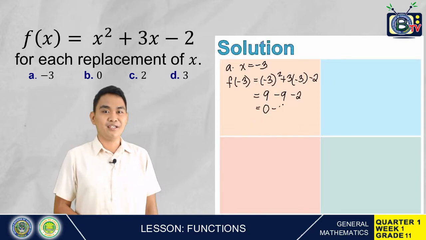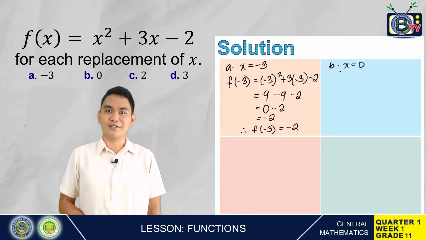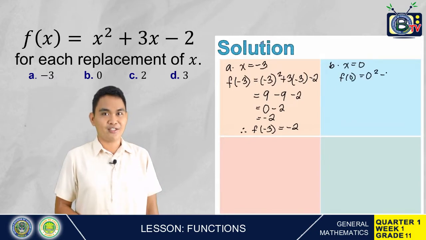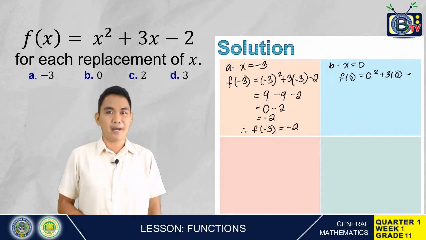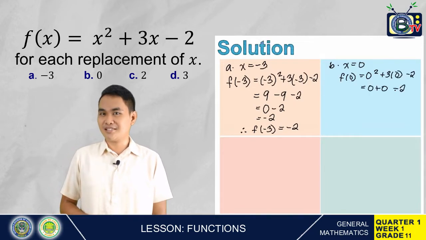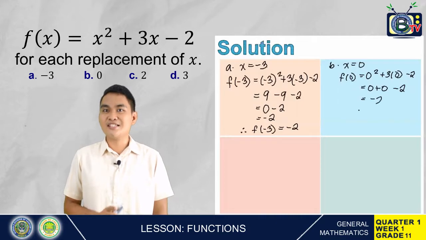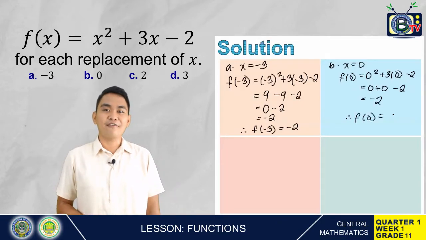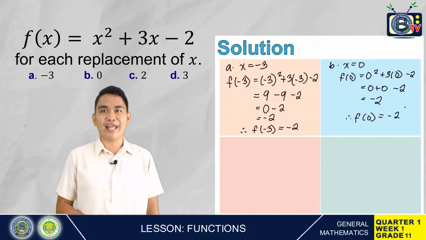For letter B, if x is equal to 0, then f of 0 is equal to 0 squared plus 3 times 0 minus 2. Simplifying further, we have 0 plus 0 minus 2, which is equal to negative 2. Therefore, f of 0 is equal to negative 2.